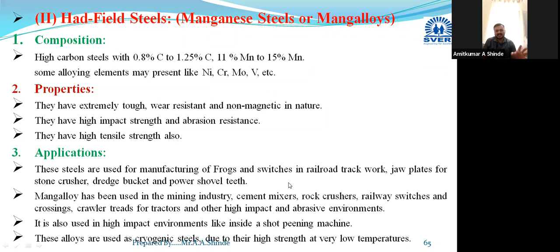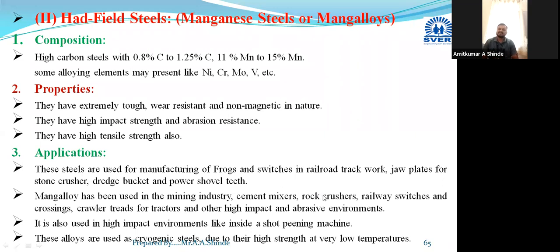Okay, railroads, or railway tracks, have some frogs and switches. I will show you the diagrams, because you may get confused about what the frog and switch in a railroad track are. Then, jaw plates for stone crushers, dredge buckets and power shovel teeth.